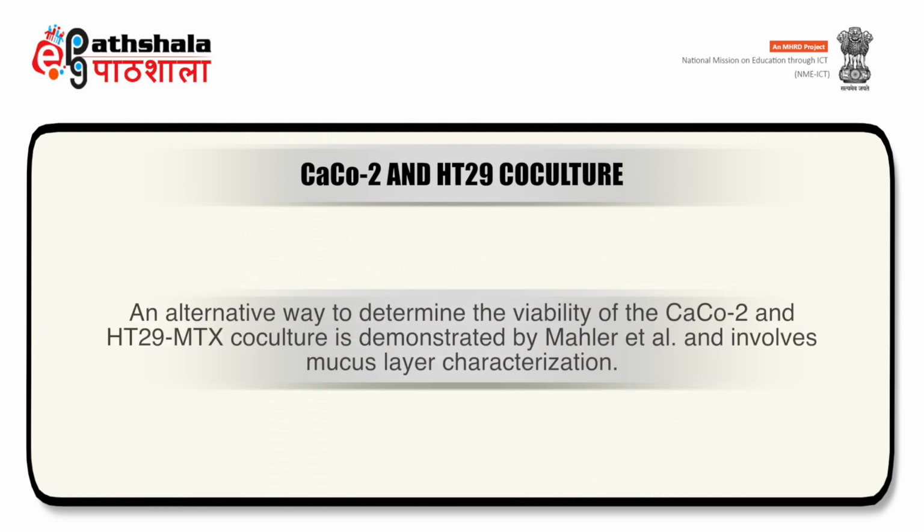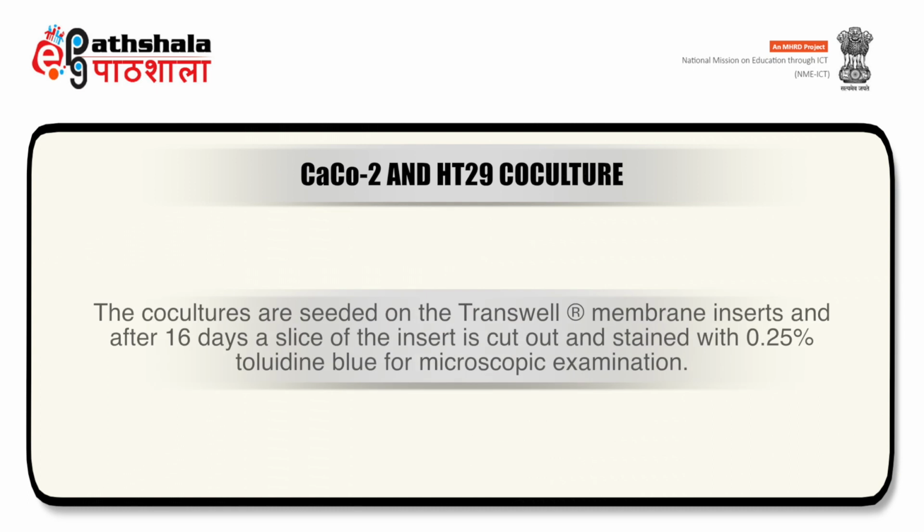from time 0 to 23 days for 25% HT29-MTX, while it ranged from 0 to 710 for 75% HT29-MTX. An alternative way to determine the viability of the Caco-2 and HT29-MTX co-culture is demonstrated by Mahler et al. and involves the mucus layer characterization. The co-cultures are seeded on the transwell membrane insert, and after 16 days, a slice of insert is cut out and stained with 0.2% toluidine blue for microscopic examination.